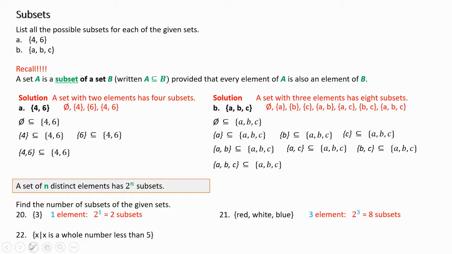Number 22, the set X, set X is a whole number less than 5. Remember the whole numbers? The whole numbers are 0, 1, 2, 3, and 4, right?